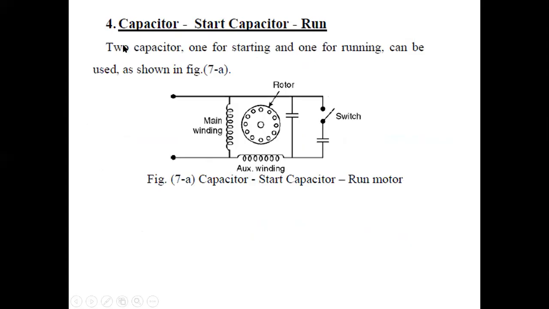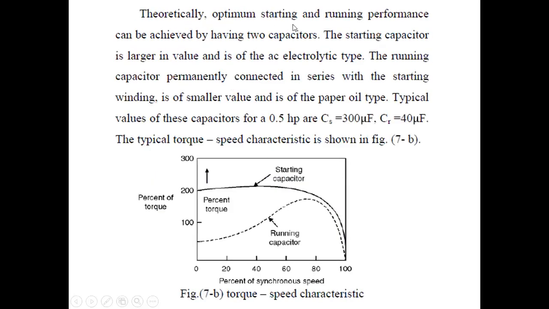Now we have the capacitor start, capacitor run kind of starting of induction motors. So in this case, we have two capacitors, one for starting and one for running. So again, if you think about it, we now want to combine the aspect of having a higher starting torque by switching off one and having a smoother run by retaining another. So that's the capacitor start, capacitor run kind of induction motor. Theoretically, optimum starting and running performance can be achieved by having two capacitors. The starting capacitor is larger in value and is of the AC electrolytic type. The running capacitor permanently connected in series with the starting winding is of smaller value and is of the paper oil type.